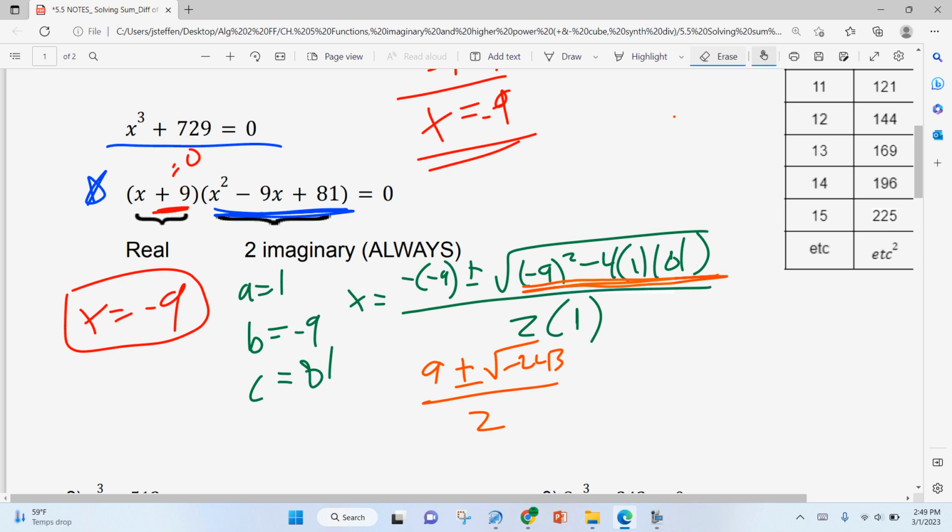Because now I know that it's a negative. It's negative 243. So now just take out that negative to give it an i. So this is 9 plus or minus i times positive 243.